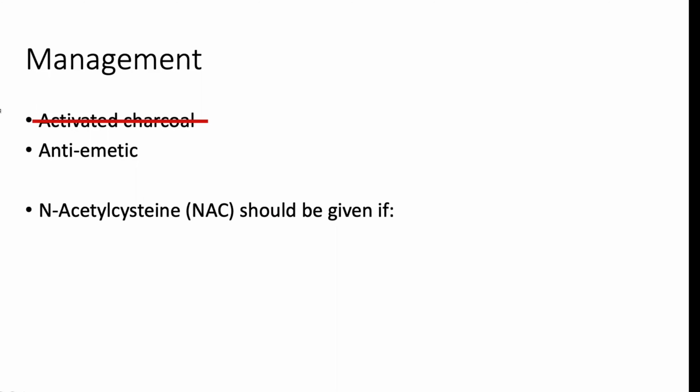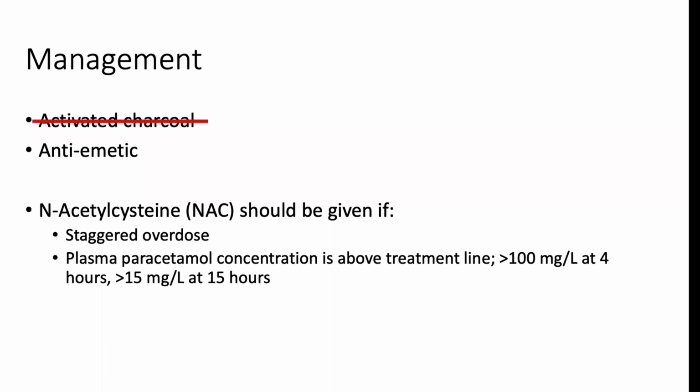And then N-acetylcysteine should be given if it's a staggered overdose. What that means is if all the tablets were not taken within an hour, then regardless of plasma paracetamol concentration, if it's a staggered overdose, you should give N-acetylcysteine. Or if the plasma paracetamol concentration is above the treatment line, so it depends on the graph that you're looking at, and it will vary from trust to trust, but typically more than 100 milligrams per litre at 4 hours and more than 15 milligrams per litre at 15 hours. And if it's been 16 hours since ingestion and the paracetamol serum levels are still detectable, then you should be a bit worried.